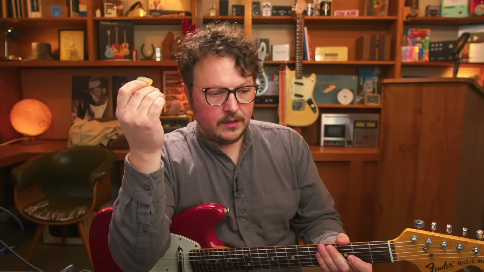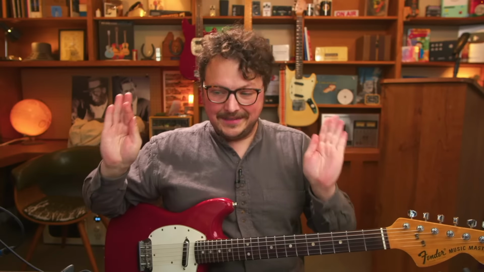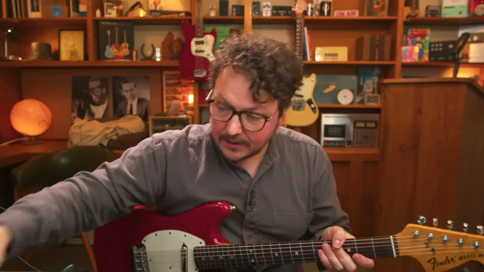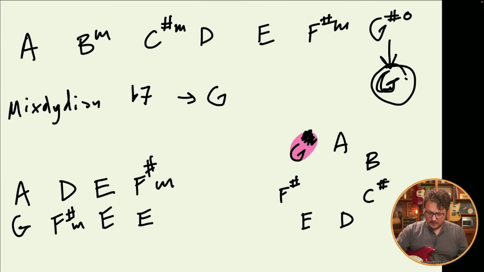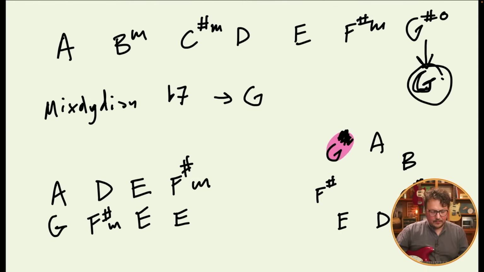Yeah, those are all 1, 4, 5 progressions. But there's one song that people hear and they think it's a 1, 4, 5, but it's actually a Mixolydian chord progression. Because, check this out, in Mixolydian mode, which I should really label my stuff, huh?